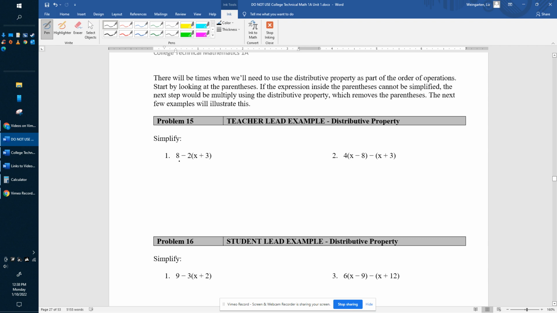So right as it stands, I can't simplify this without using the distributive property. So I'm going to distribute. We're subtracting 2, so this 2 is a negative. I'm distributing -2 to the x and -2 to the 3. 8's going to stay by itself for now.